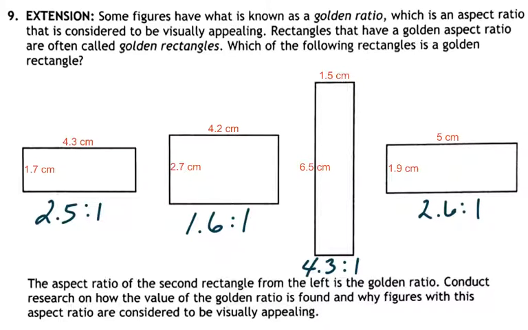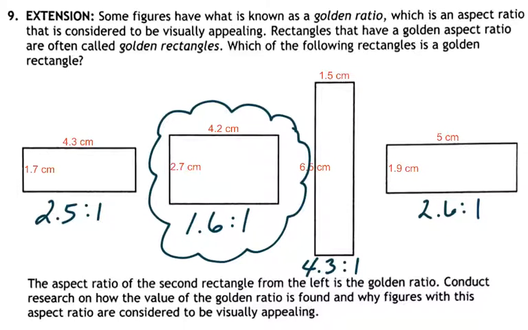So here I took these measurements, and you'll see they're a little different because they are very difficult to read. And the golden rectangle is the second one here, because the golden ratio is approximately 1.62 to 1. So this one here is very, very close to the golden ratio.